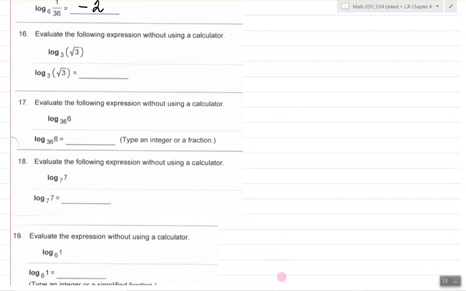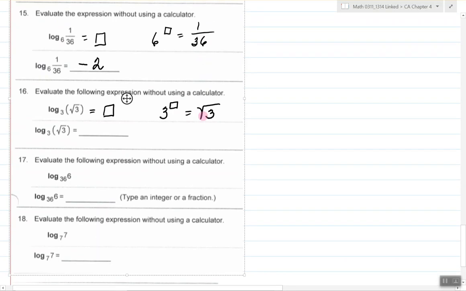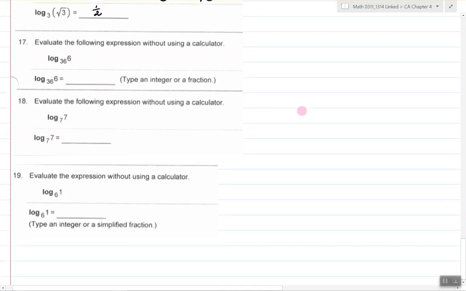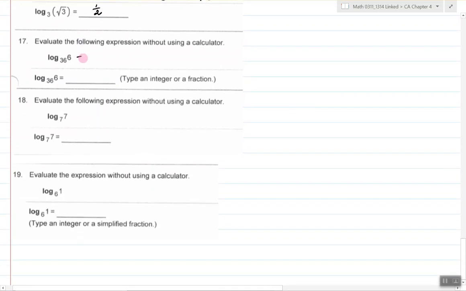All right, I'm going to evaluate this. I'm going to say it's equal to some unknown exponent. Base 3 raised to some unknown exponent is equal to the square root of 3. Hopefully you remember that square root is a fractional exponent 1/2. 3 to the 1/2 power is the square root of 3. Just a few more of these.